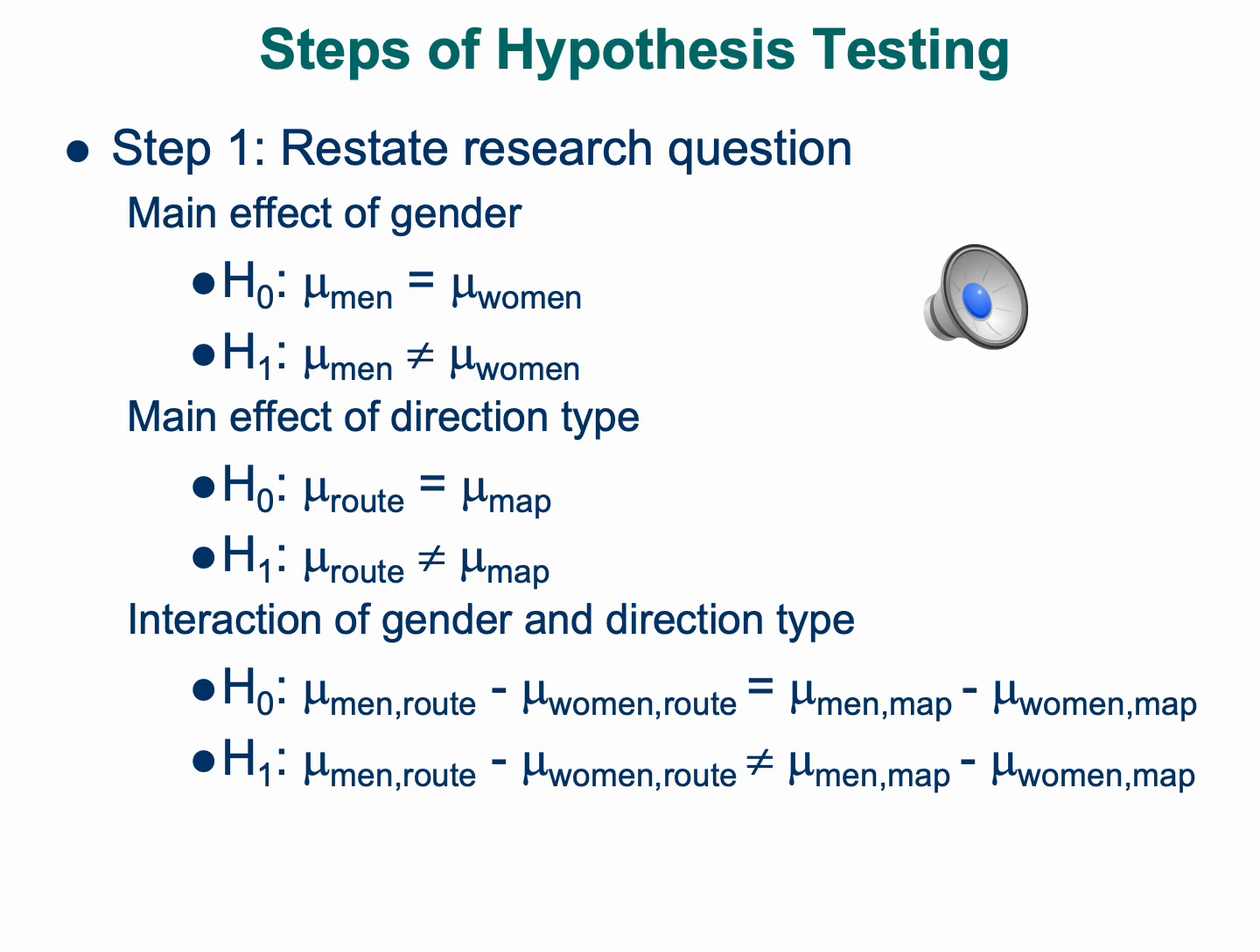Now, the research hypothesis is that there will be a difference, that one of these cells is going to be different than the others. So the population of men using routes minus the population of women using routes will not equal the population of men using maps minus the population of women using maps. There's going to be some difference there that stands out, and we're going to be able to test that statistically to see if it occurred by chance or not.